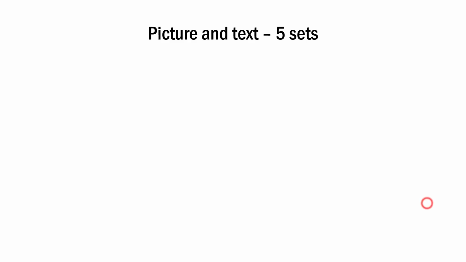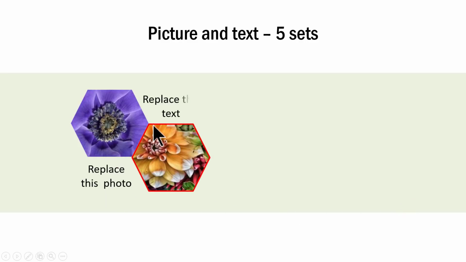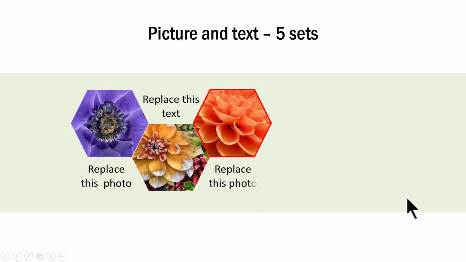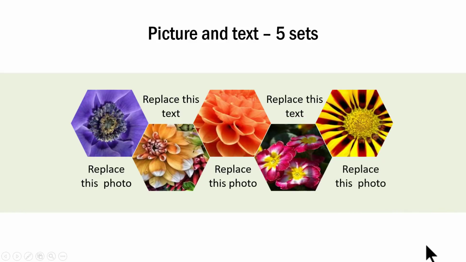Another example is this one, where we talk about picture and text in 5 different sets. The first one is like this. You can see that this is the picture and the explanation, and then we move the focus to another picture and the explanation, and this one and explanation, and this one. So this is another way in which you can showcase 5 different pictures.